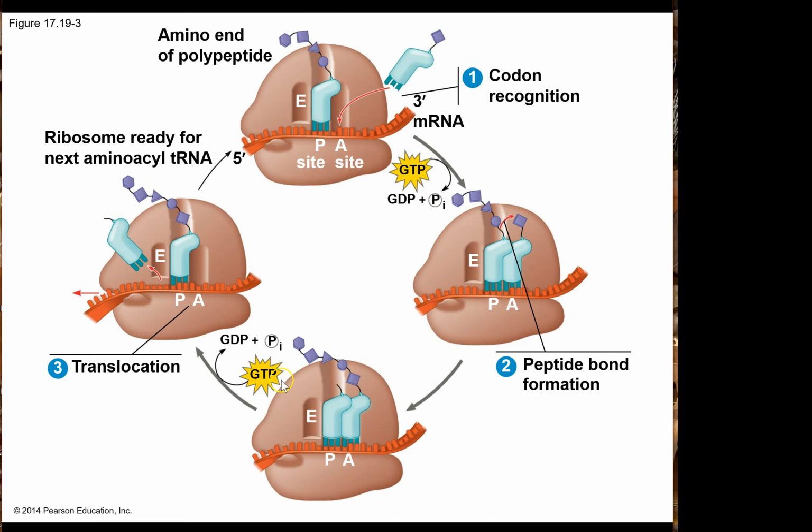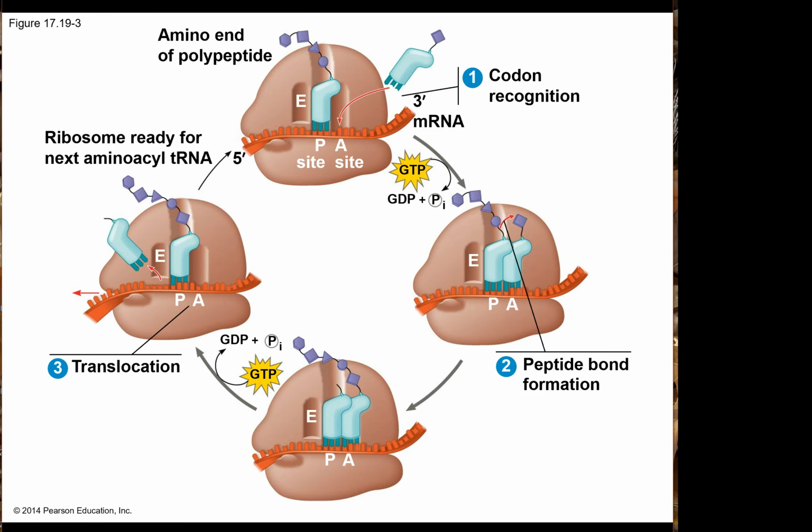The ribosome then shifts one space over. This empty tRNA goes into the exit site and leaves, which you see here. And then the tRNA that's holding on to that growing polypeptide moves into the P site and allows then the A site to be open for the next tRNA to come in.